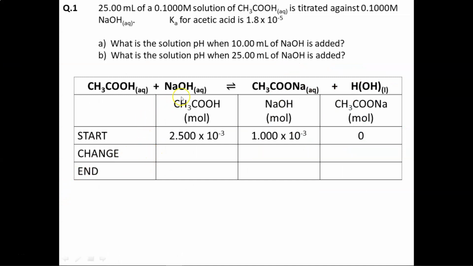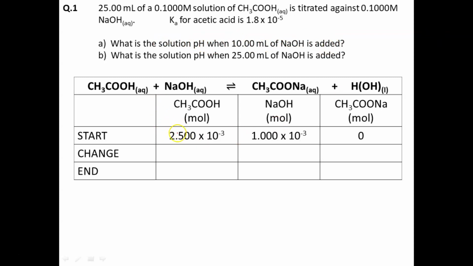Alright, so let's do a sample titration calculation. In this case, we are titrating a weak acid against a strong base. So 25 milliliters of 0.1000 molar acetic acid is titrated against 0.1000 molar sodium hydroxide. Part A asks, what is the solution pH when 10 milliliters of sodium hydroxide is added?